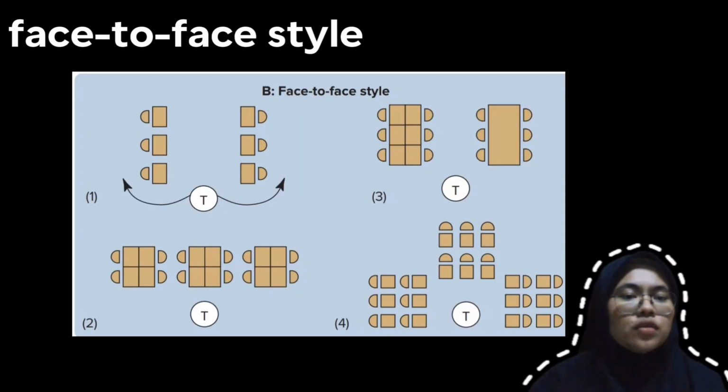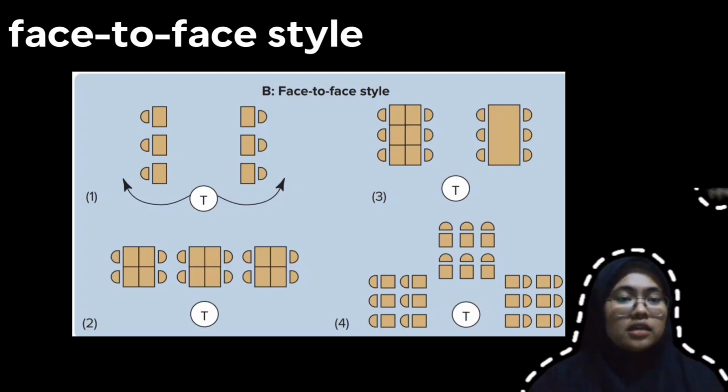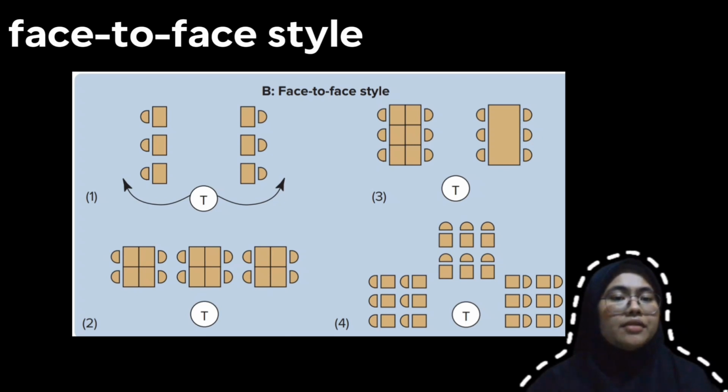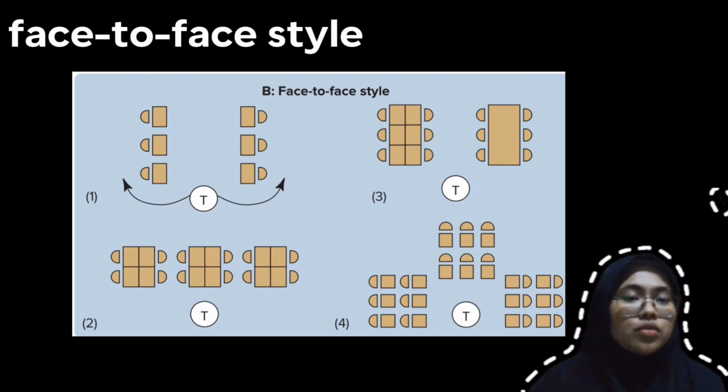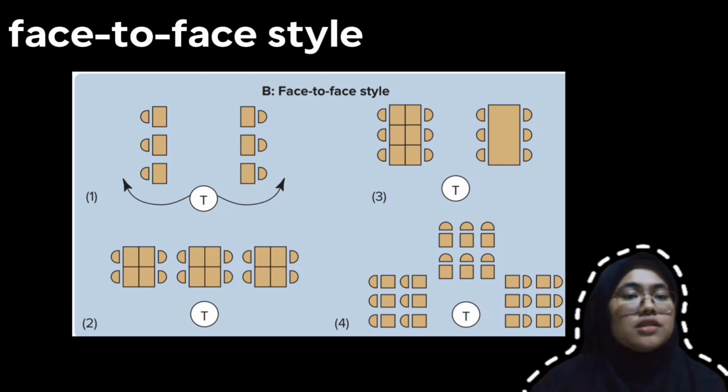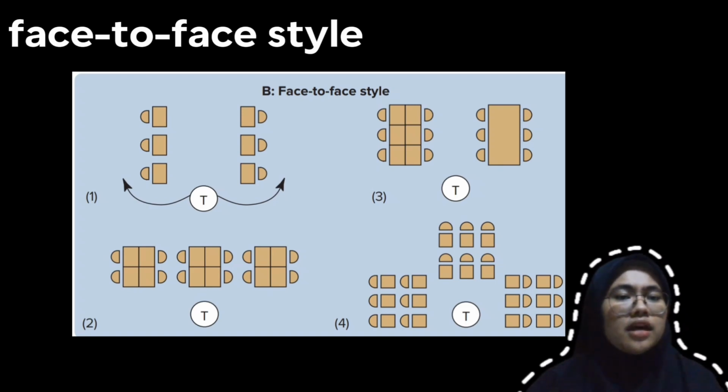The next arrangement style is the face-to-face style. In this style, students are arranged facing each other. This arrangement can be used by teachers with a large number of students. However, using this arrangement style may result in distraction from other students as they are facing each other. Compared to the auditorium style, distraction from the other students is higher in the face-to-face style.